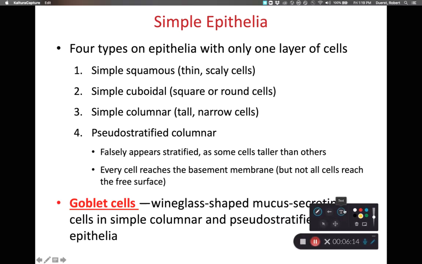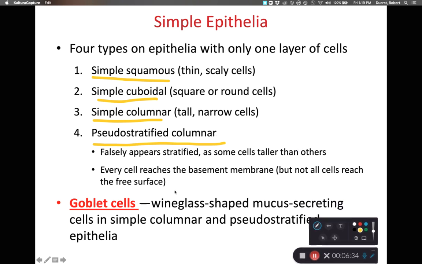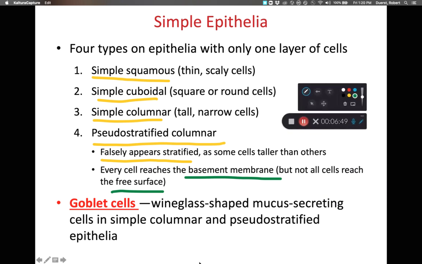So as we look at these epithelia, we're going to focus first on simple epithelia, and then we're going to focus on stratified epithelia. The categories of simple epithelia that we're going to focus on are simple squamous, simple cuboidal, simple columnar, and pseudostratified columnar. We're going to have subsequent slides for each of these. Pseudostratified columnar falsely appears to be stratified. I need to emphasize that it looks like it's stratified, but it is not. Every cell reaches that basement membrane, but not every cell is going to reach the free or apical surface.